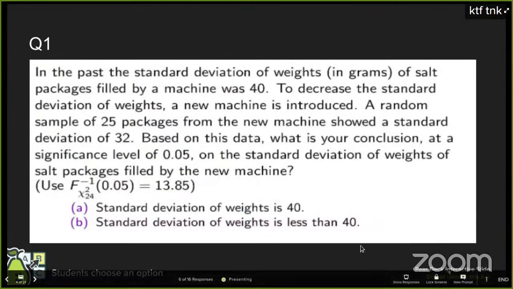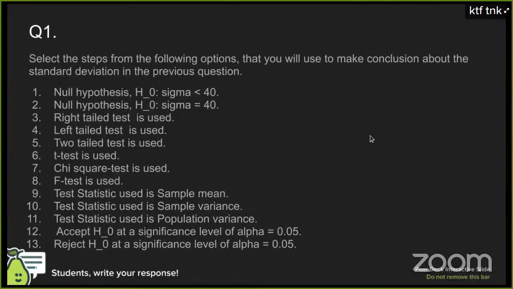Okay, now tell me. 6 people have responded. Does anyone want to give the answers now? Okay, fine. For this question, can you tell me which are the correct steps among 1 to 13? Just write it down in the text box shown for this question. So let's say 1, 3, 7, 9 are the correct answers, then write 1 comma 3 comma 7 comma 9, something like this. Just do that.